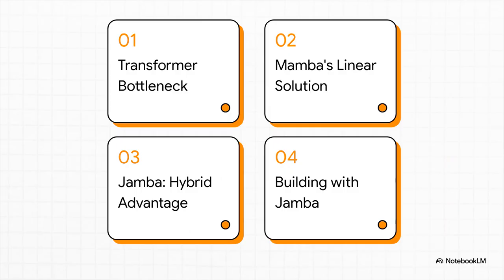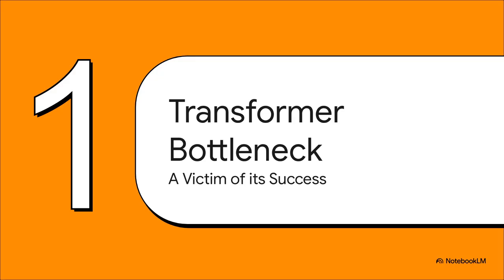All right, so here's the game plan. First, we're going to break down why transformers choke on long inputs. Then, we'll look at Mamba, a totally different approach. After that, we'll see how Jamba cleverly combines the two. And finally, we'll get practical and see what it's like to actually build with this thing. So first up, the transformer bottleneck.